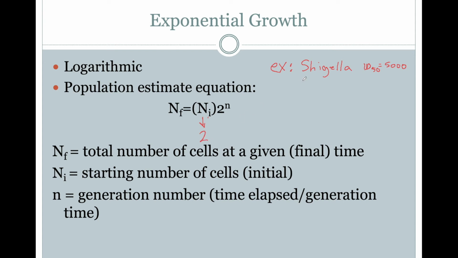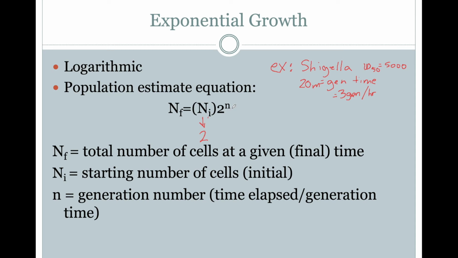Now Shigella replicates once every 20 minutes, so 20 minutes is the generation time. There's a couple of things you can do with this number. If every 20 minutes Shigella replicates, how many generations pass per hour? Well, that's 20, 20, 20, and 20. So 60 minutes divided by 20 minutes of generation time makes 3 generations per hour.